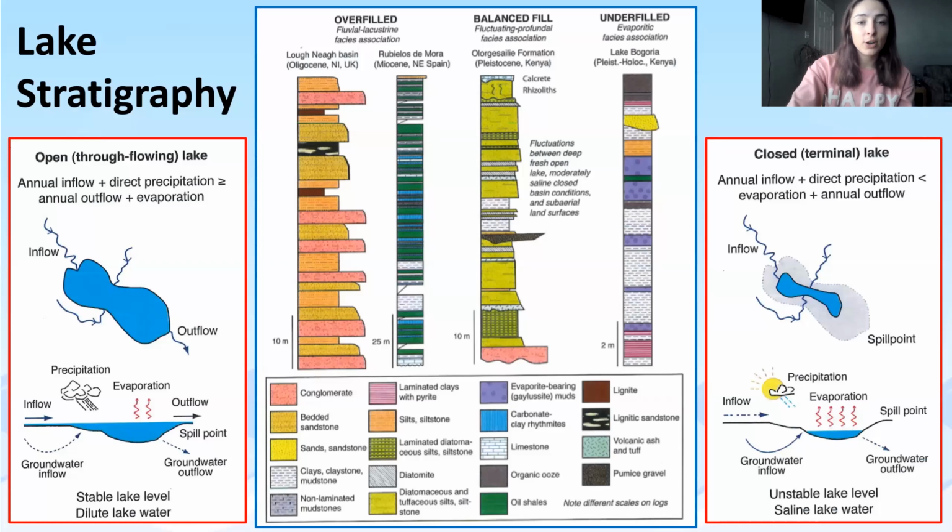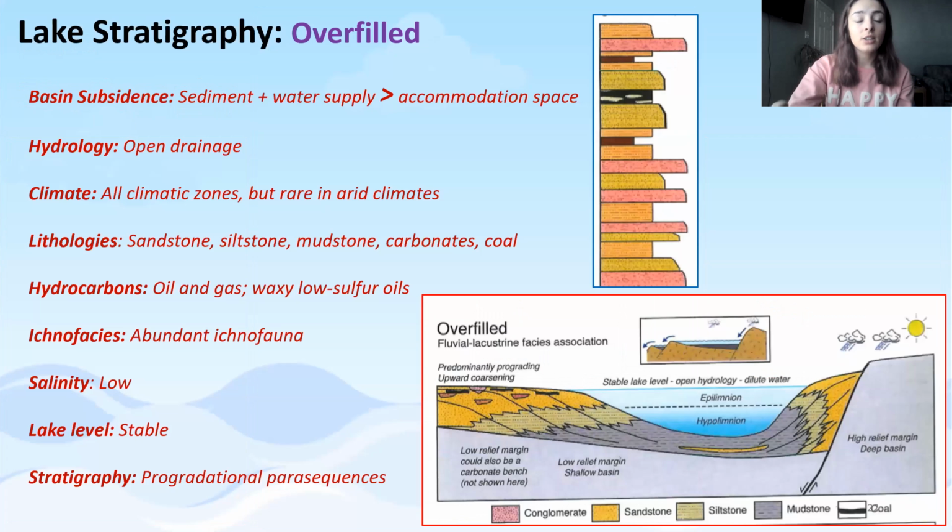Lastly, we'll go over lake stratigraphy and point out some typical characteristics of each type of lake shown here, including overfilled, balance filled, and underfilled lakes. Like we talked about, we have open lakes, which can be either overfilled or balance filled, and then we have closed lakes, which are underfilled and typically saline. So let's talk about each one of these in detail regarding their characteristics and their stratigraphy.